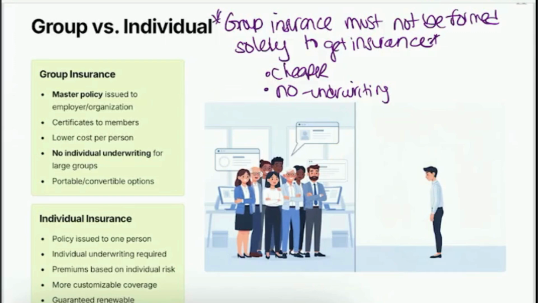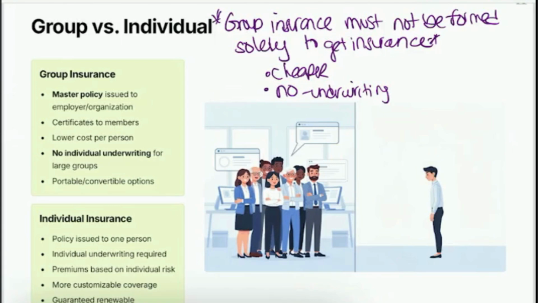That number of how many employees a place must have is going to vary by state. Check those out in your regulation videos. But just want to remember that highly tested question. In order to have the benefits of a group life insurance policy or health insurance policy, the group must not have been formed solely for the purpose to get group insurance. Okay. So that is a huge test question there.